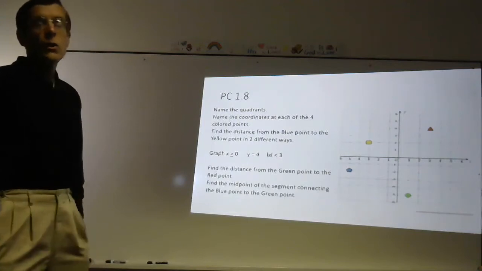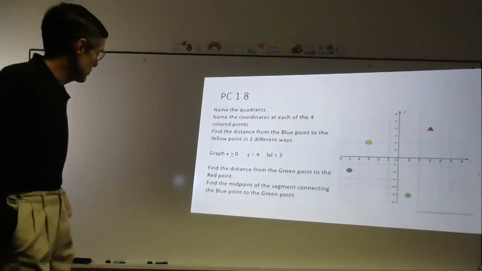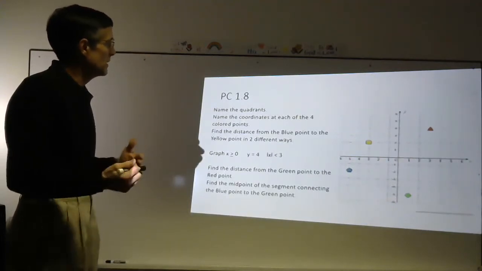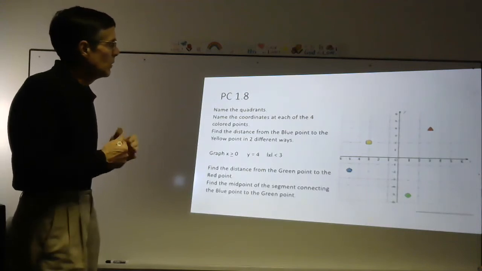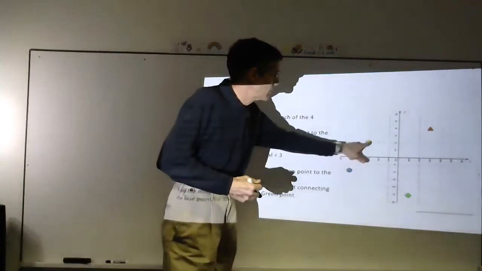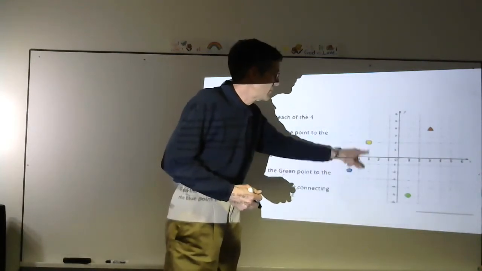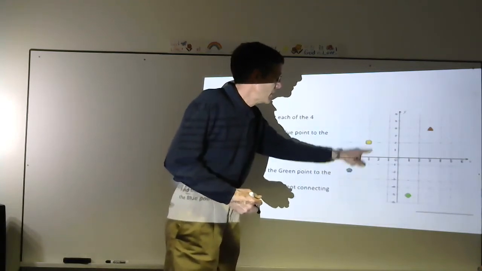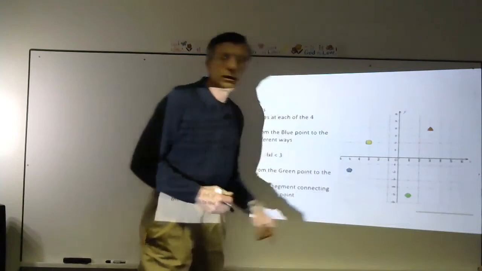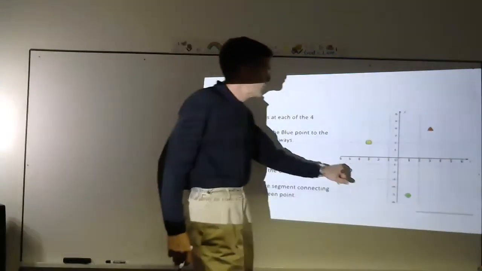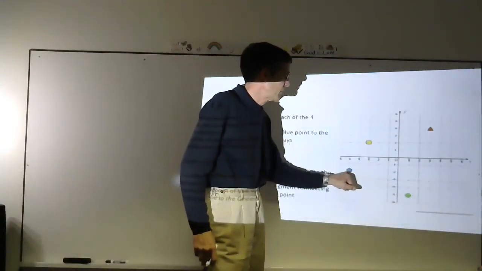All right, so we're going to talk about quite a few things here with regards to coordinate geometry. Find the distance from the blue point to the yellow point in 2 different ways. Okay, one way to do the distance from the blue point to the yellow point, it looks like it's the hypotenuse of a triangle. And this is indeed a right triangle here that has this side is 4 and this side is 2. Well, it's a little faint, but hopefully you're with me. This is a right triangle. This side is 4, this side is 2.